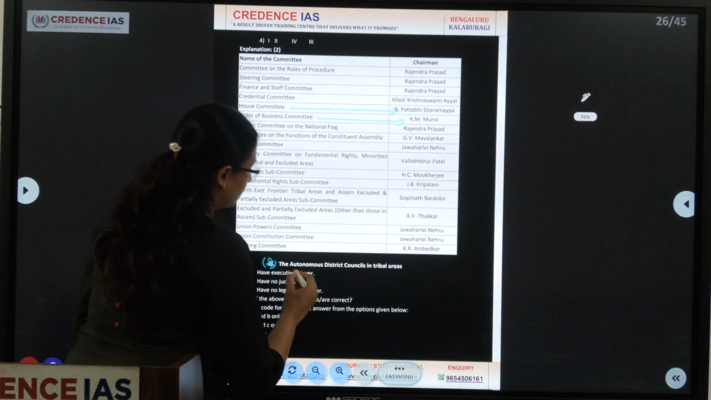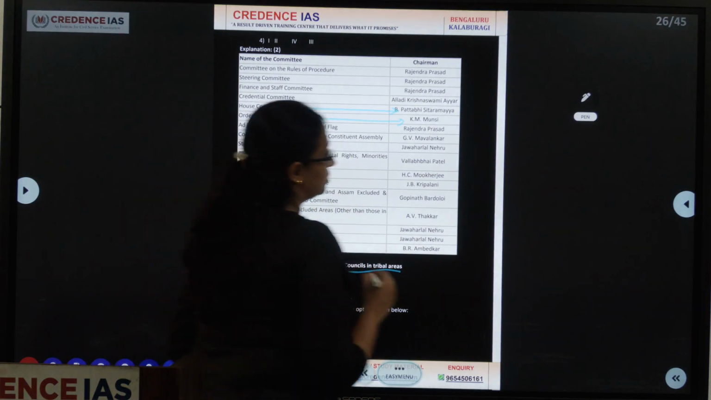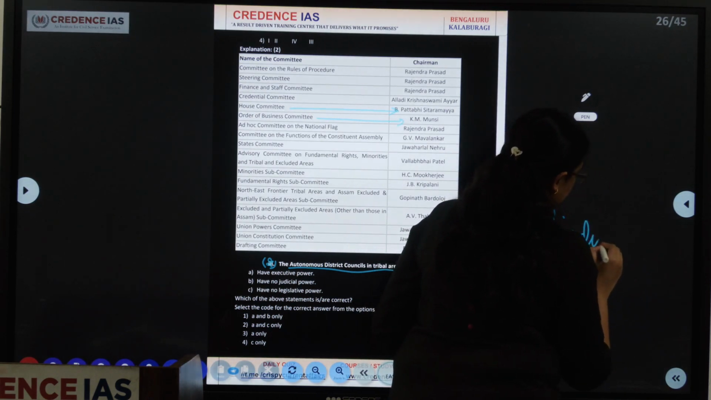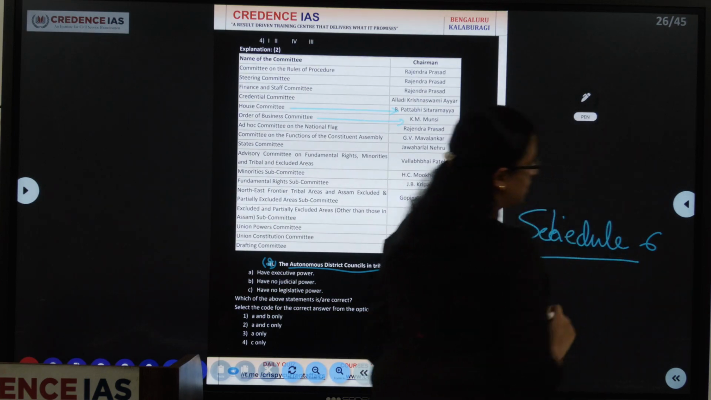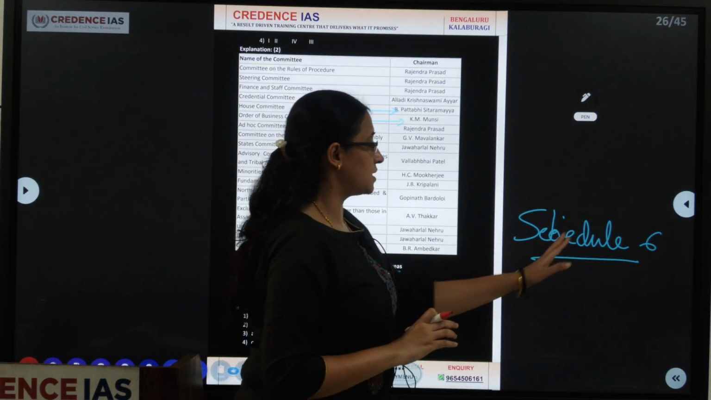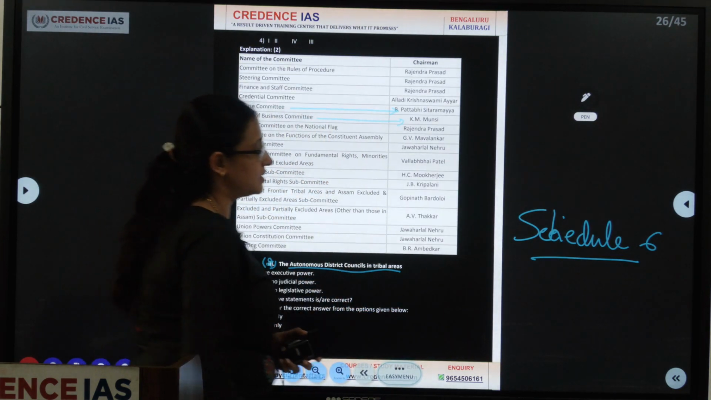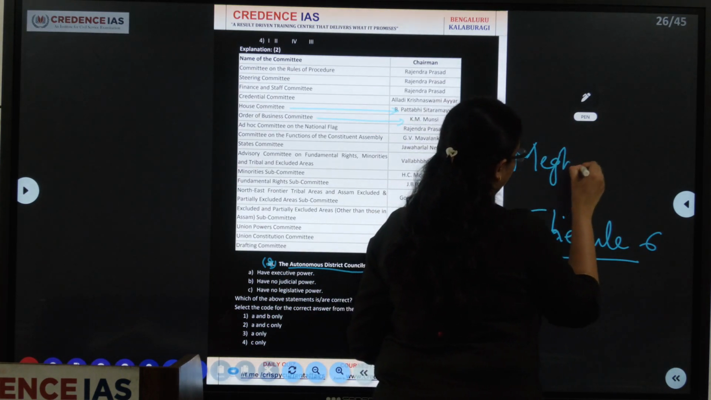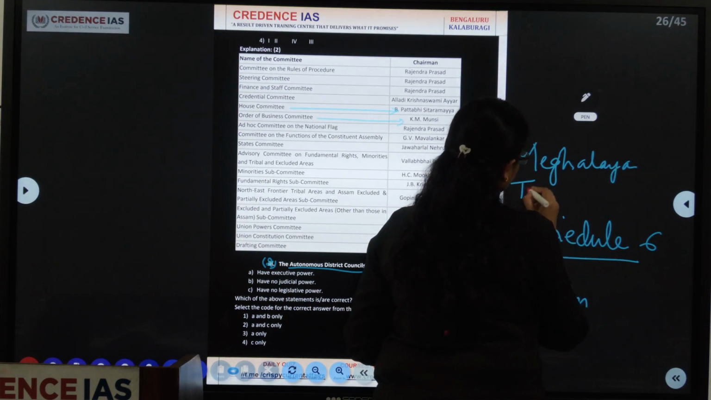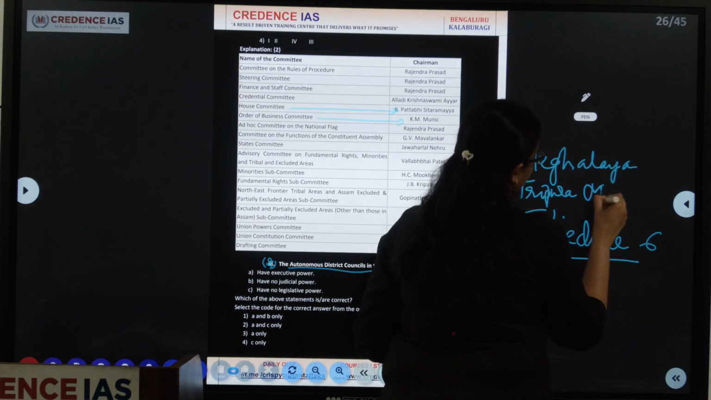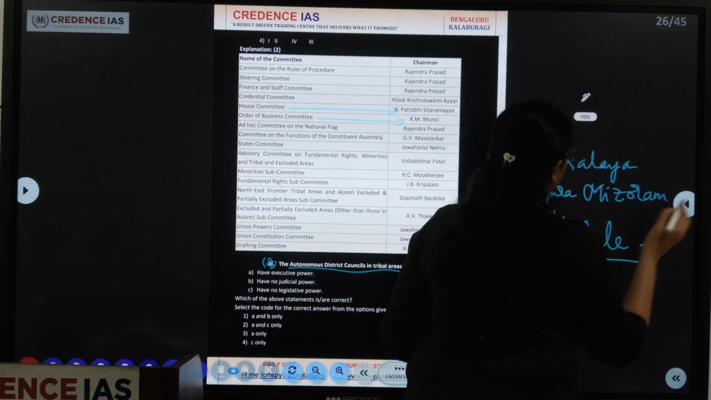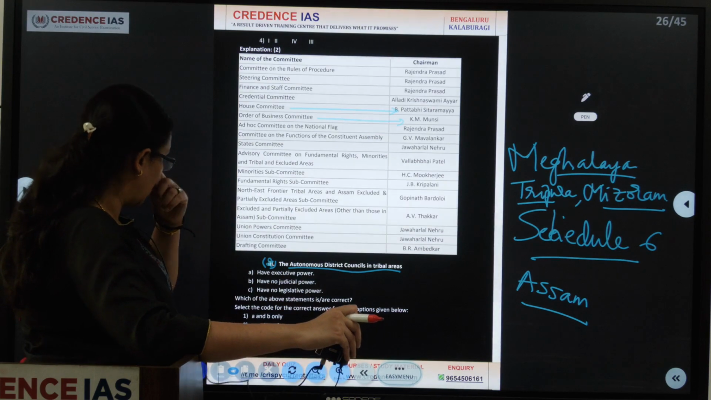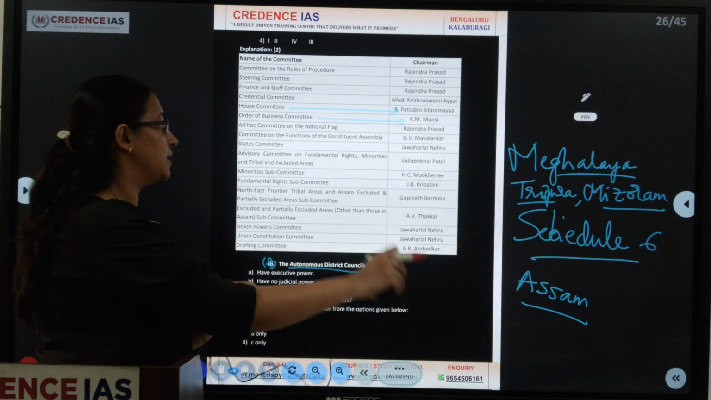Here, these autonomous district councils in tribal areas come under Schedule 6 of the Constitution. We know there are 12 schedules of our Indian Constitution. Schedule 6 deals with the tribal areas in 4 states, that is Assam, Meghalaya, Tripura and Mizoram. The tribal areas of these 4 states are dealt with under Schedule 6. So the autonomous districts in these tribal areas are set up by the governor.